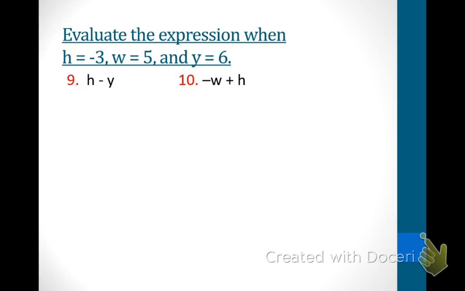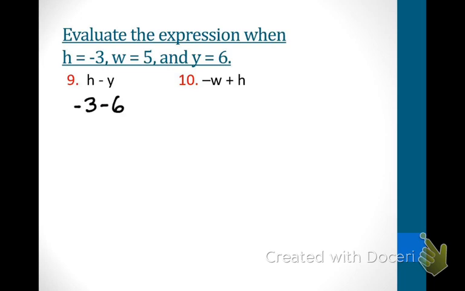Repeat after me. Plug it in, plug it in. We did this way back at the beginning of the year, okay? And all we're doing is we're plugging things in. So, Charbel, instead of h minus y, what should I plug in? Put negative 3 minus 6.